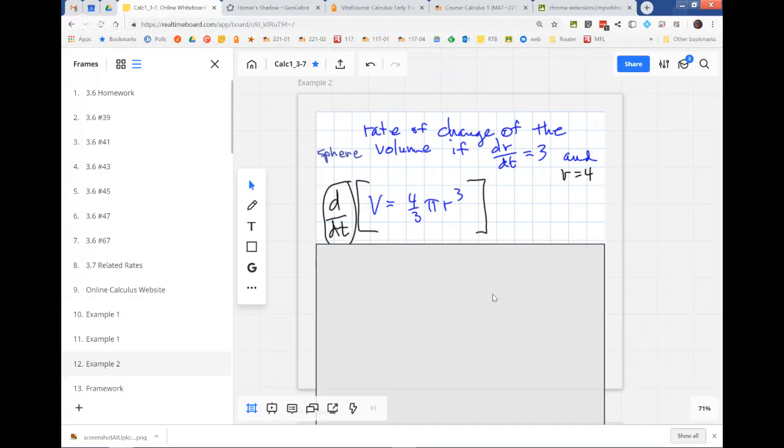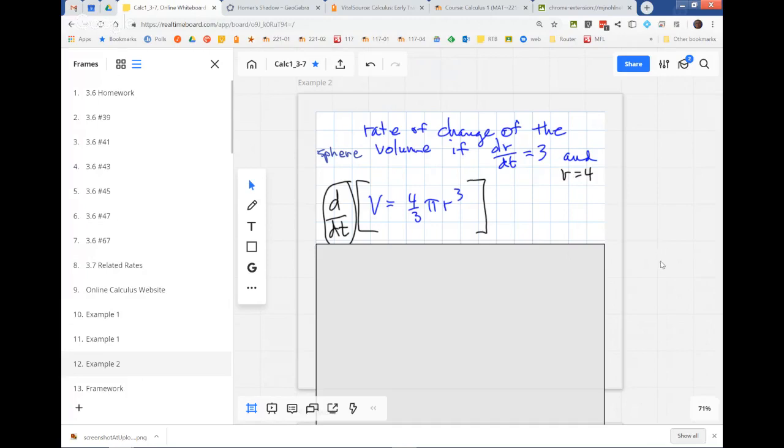So evidently what we have here is a balloon being filled, and there must be air leaking out, or it's being filled, because you see up on top it says dr dt equals 3. That means for every second, the radius is increasing 3 inches, 3 centimeters. So this thing's in the process of being blown up. And they're telling you that the current radius is 4.